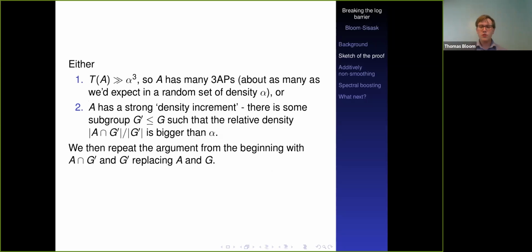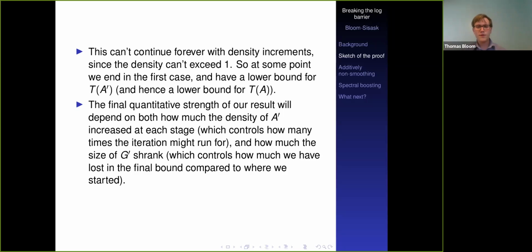So I need to make sure 2 things. Firstly, that the size of G primed isn't too much different from the size of G, so I haven't lost too much in step 2. And also that the density increment I've achieved is actually reasonably large. Okay, so in particular, that means that I can't run the iteration for too many stages. And the number of times I run the iteration is quite tightly controlled by how much the density of A primed has increased at each stage.